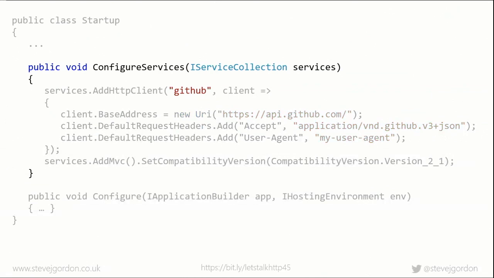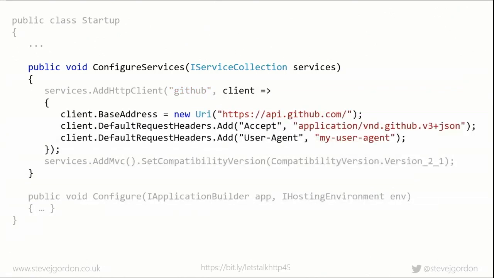I'm just going to call this GitHub. And this is optional, but we can provide a delegate here that allows us to configure the client before it's returned from the factory. So the HttpClientFactory will create a new client with an existing or new handler chain as necessary. And then before it hands it back, it can run this delegate, which means we can now configure it with things like the base address and default headers for talking to GitHub.